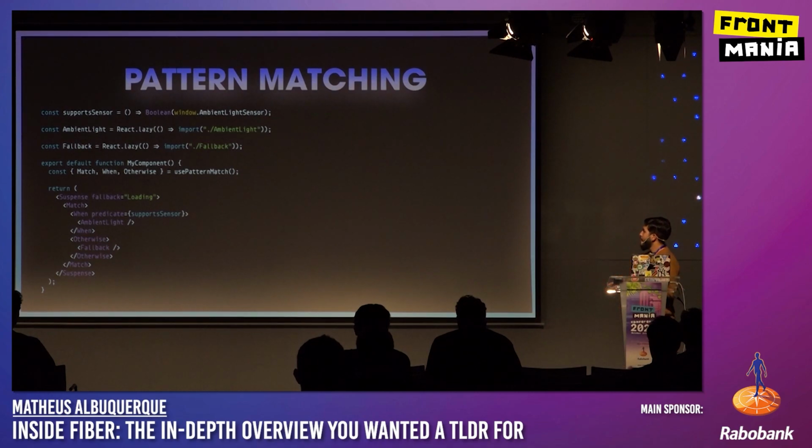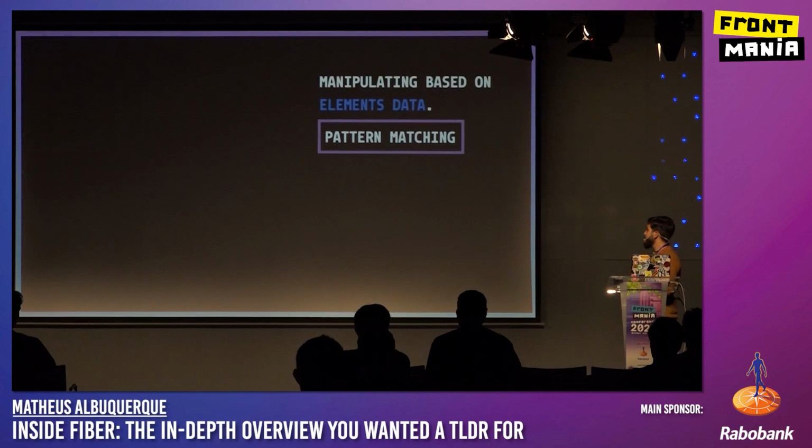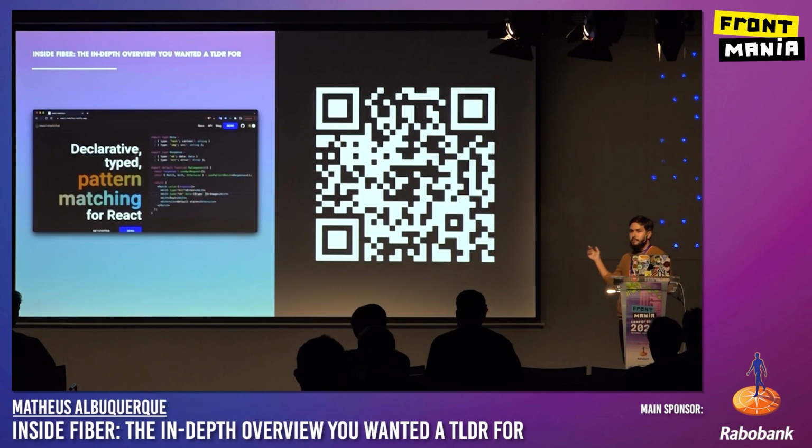So in this second example, I'm basically rendering different things depending on whether the browser supports some feature or not, and I'm wrapping that with Suspense and using React.lazy. So what we get here is the pattern matching thing with Suspense and React.lazy, and in the end our users download only the actual bundle that matches a given condition. In this case it is a predicate function, but it could be a specific shape as in the previous example, and all of that is because we can reflect on the element's data. By the way, if you want to check it out, it's on GitHub, but just get the idea, don't use that in production.